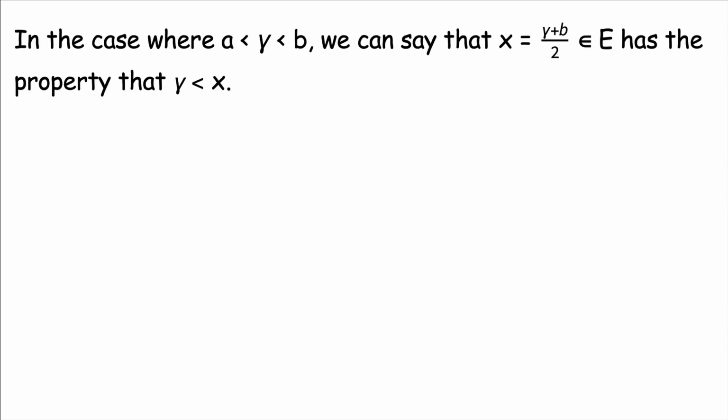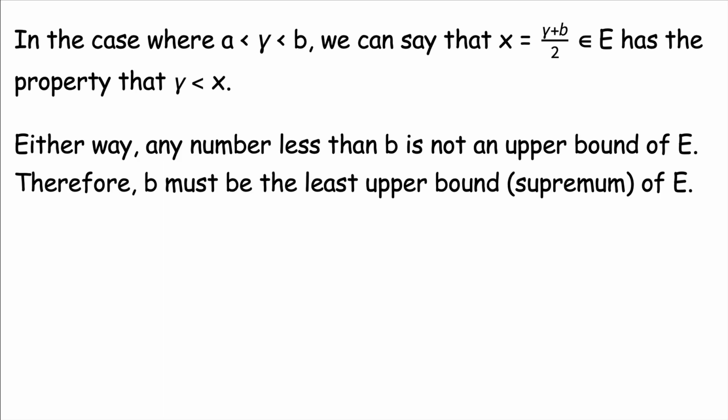In the other case, when A is less than gamma, we have no guarantee that A plus B over 2 is bigger than gamma. But that's not a problem. Let x be the average of gamma and b, gamma plus b over 2. That's still an element of E, and now this has the property that gamma is less than x. In either case, we have just shown that any number less than b is not an upper bound of E. Therefore, b must be the least upper bound, supremum, of E.